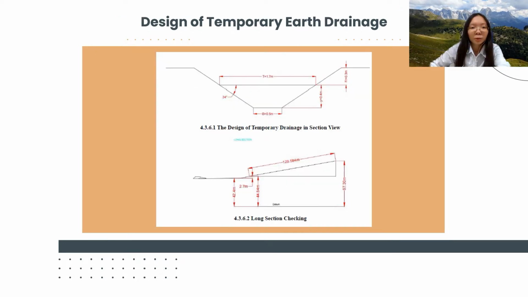These two figures are the cross-sectional views and long-sectional views of the designed temporary earth drainage. The dimensions, including the top width, bottom width, depth, and also the side slope of the temporary earth drainage, are shown in the diagram.